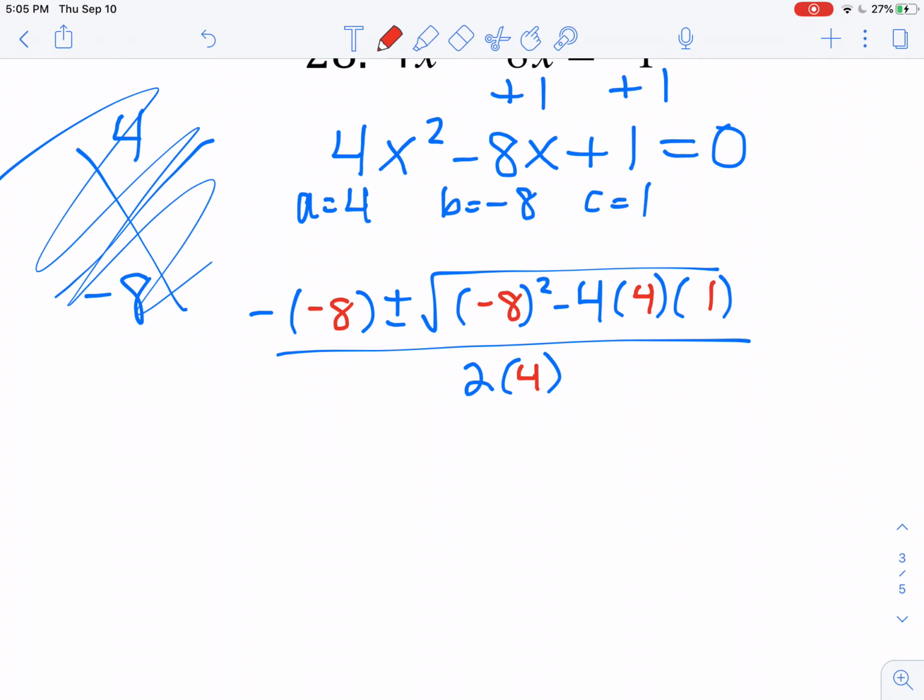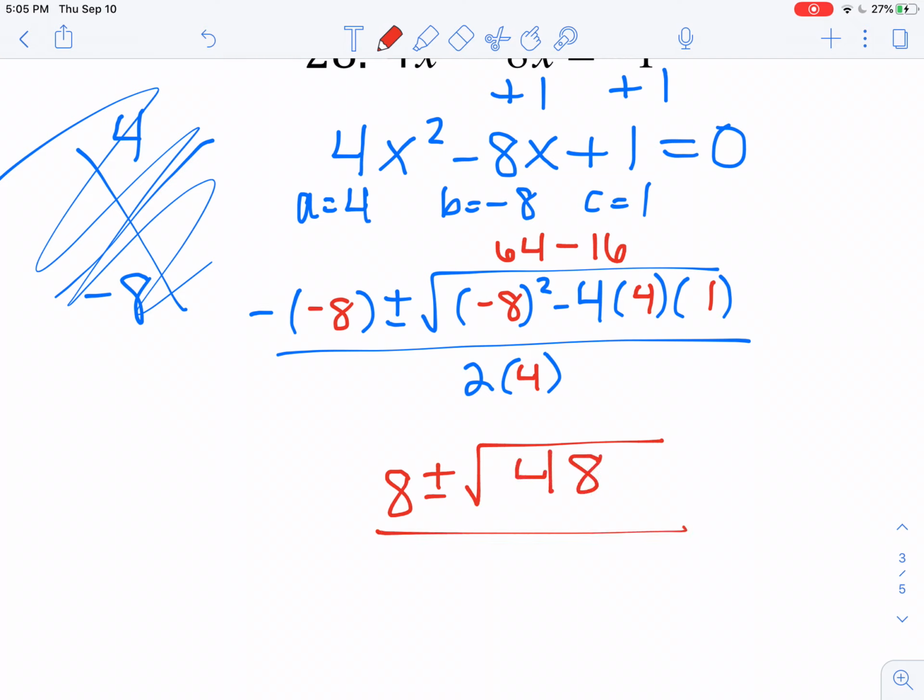So in the front I've got a -8, and a double negative becomes positive. Under the radical we've got 64 when we do -8 squared, and make sure that when you plug it into your calculator you use the parentheses. Otherwise your calculator is going to try to tell you that it's a -64 when really it's a positive. Minus 4 times 4 times 1 is 16. And so then we're going to do 64 minus 16, and that's 48. So that's what goes under the radical. Again, you can use your calculator. Over 2 times 4 is 8.